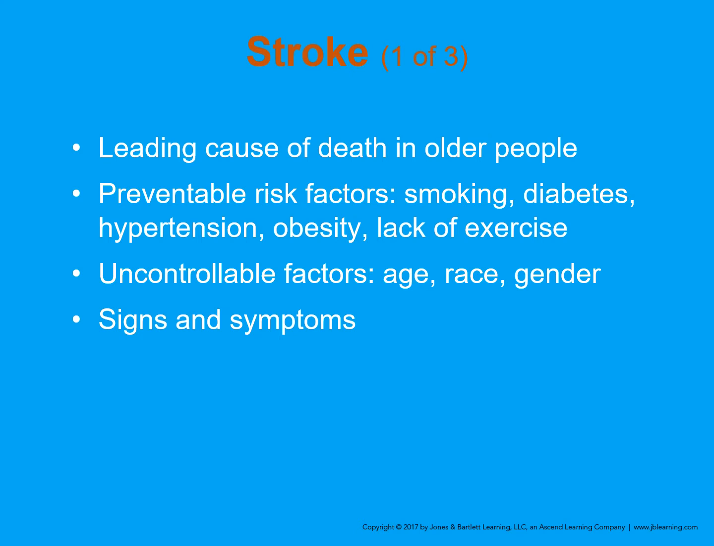Stroke, leading cause of death in older people. You notice a lot of these things, leading this, leading that, whatever. Preventable risk factors are smoking, diabetes, hypertension, obesity, lack of exercise. So reading that list, I'm destined for stroke. Uncontrollable factors: age, race, gender, family history, and signs and symptoms.